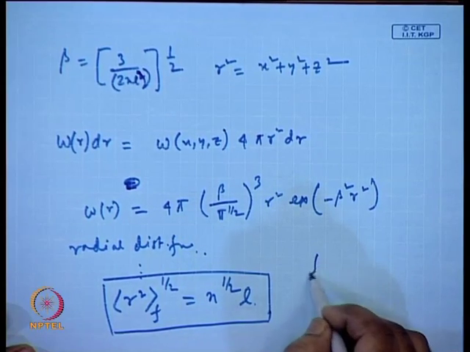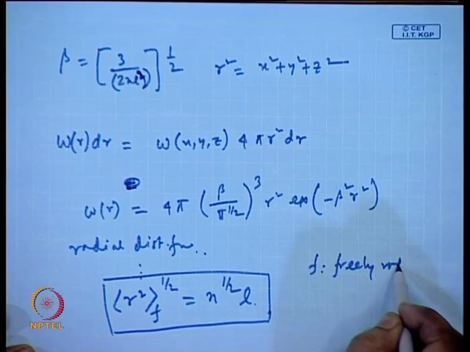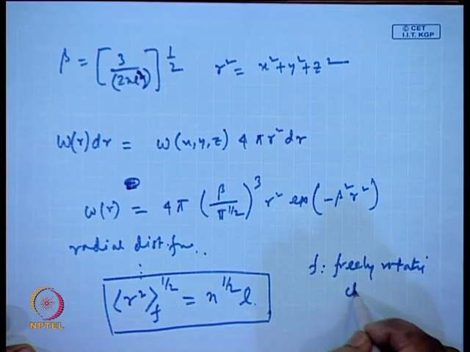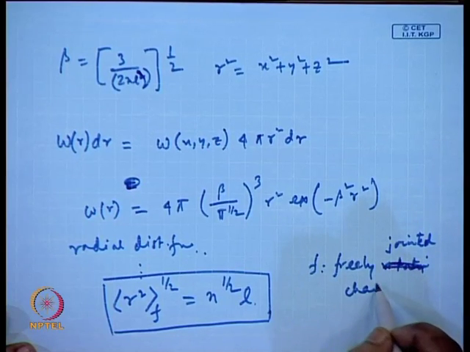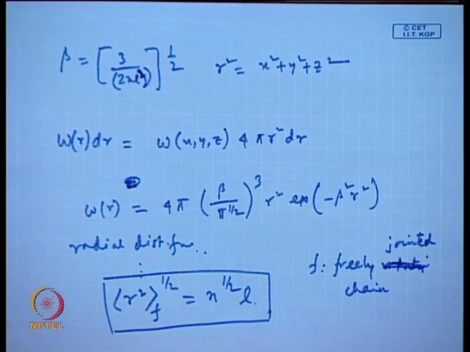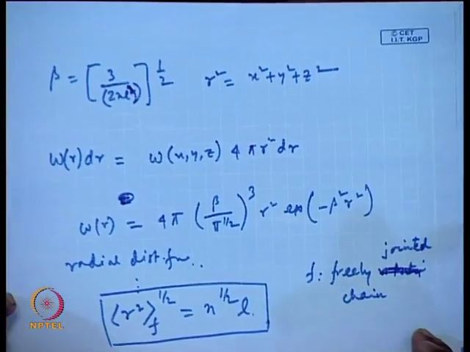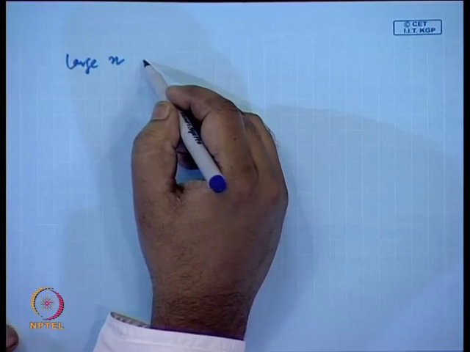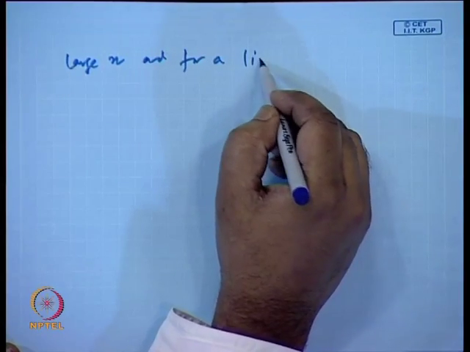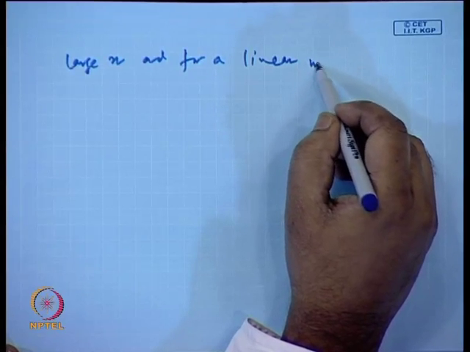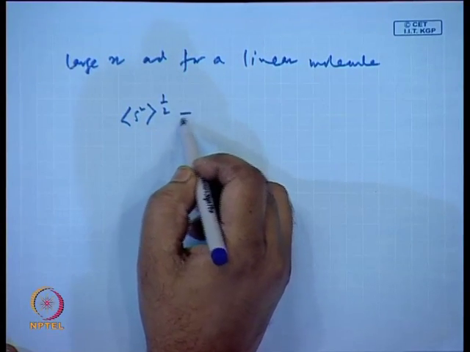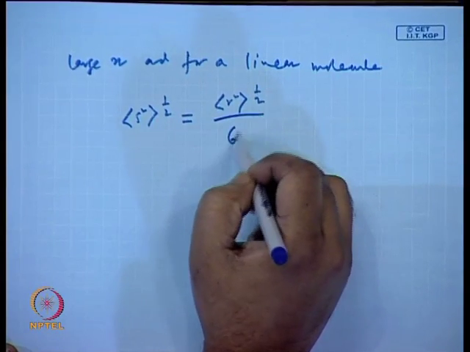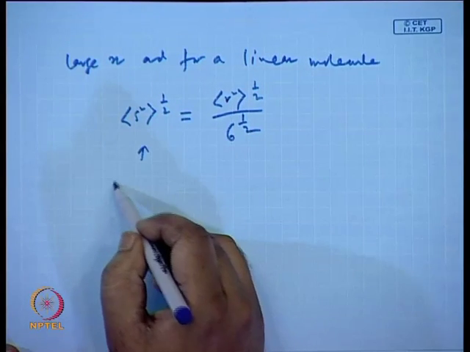Now, this subscript f we are mentioning is for a freely rotating chain or freely jointed chain. Freely jointed chain means it does not have any restriction of bond angle and bond rotation. Now, as I said, fortunately there is a relation for large n and for a linear molecule, we can write this, which is your radius of gyration.